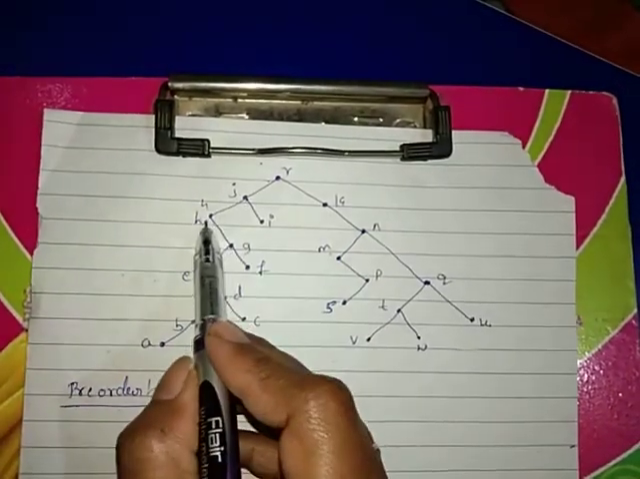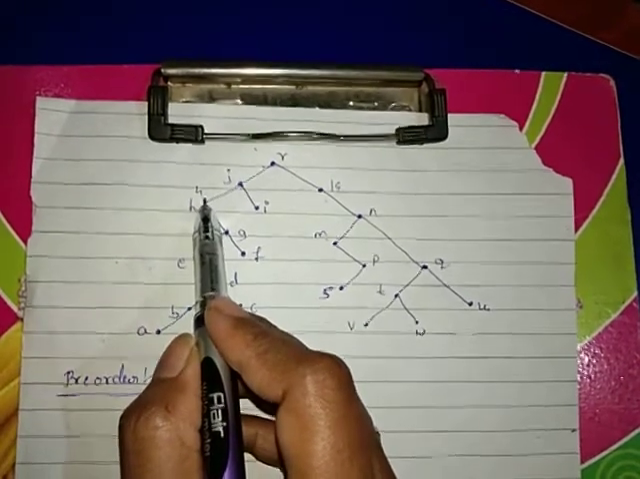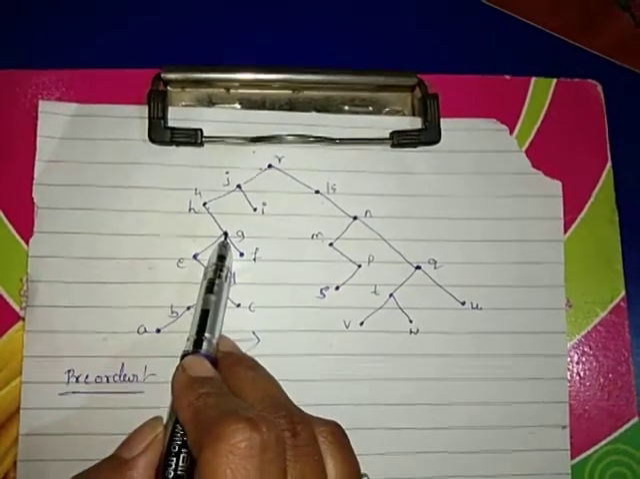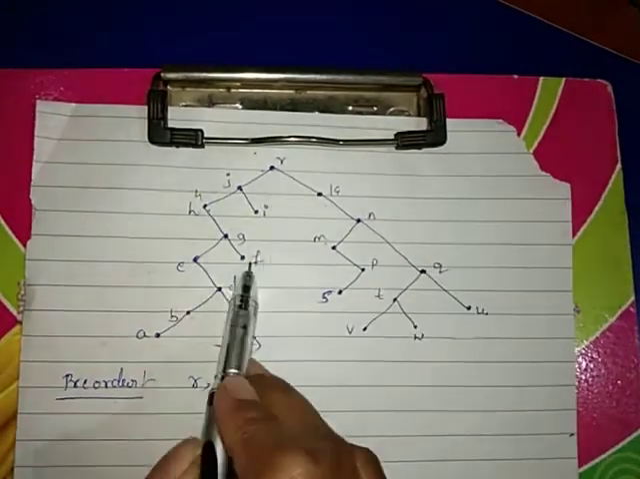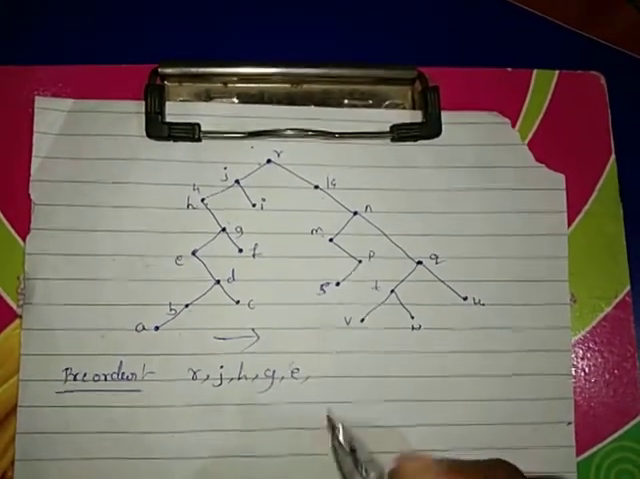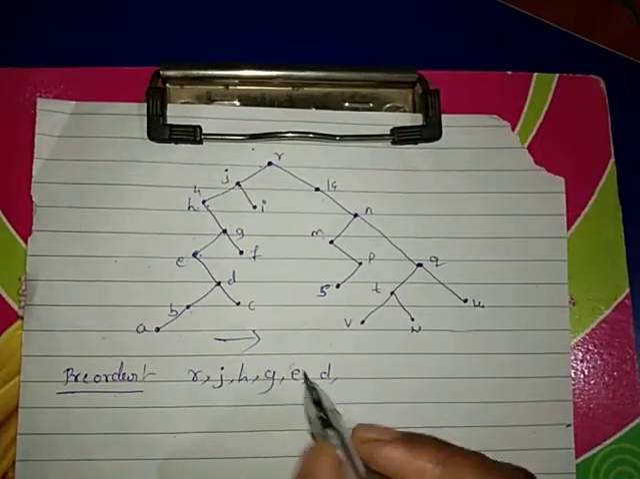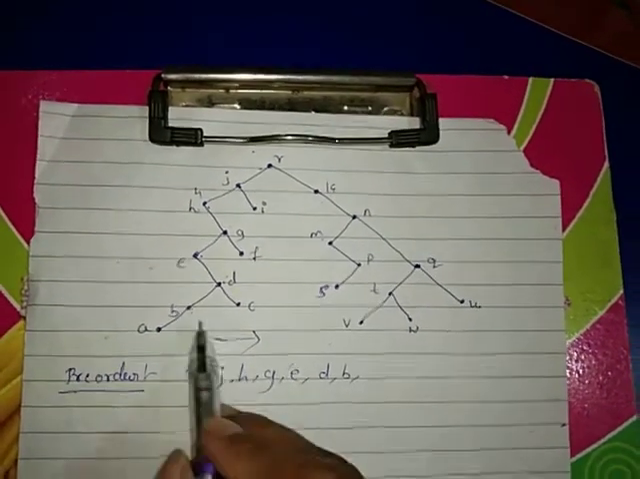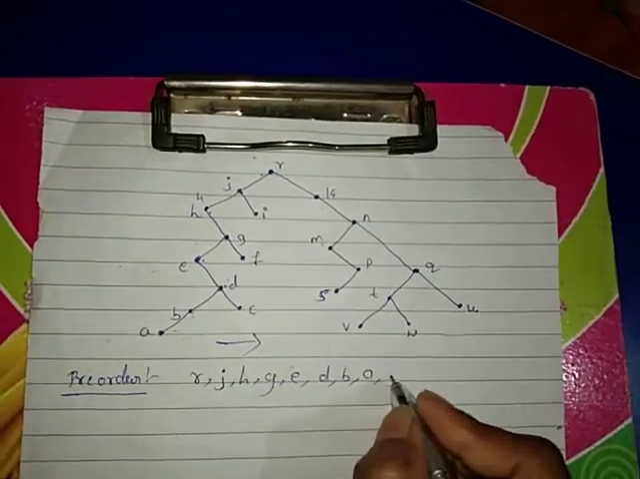For the J we have divided it into two parts. First, on the left side we have to move to H. For the H again there is a subtree, that is G. Again G is divided into two subtrees, on the left side that is E. Next, E is divided into one part, that is D. Again D is divided into two parts, and on the left side is B, and then A. And left to right we have a C.